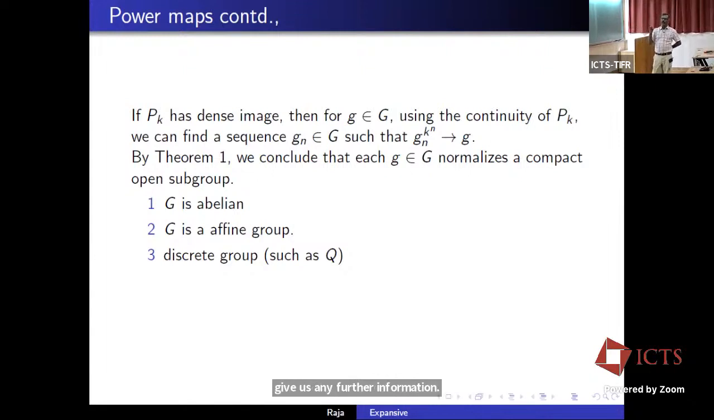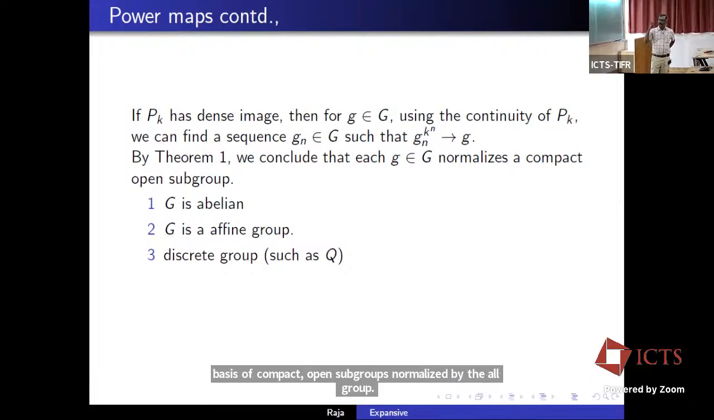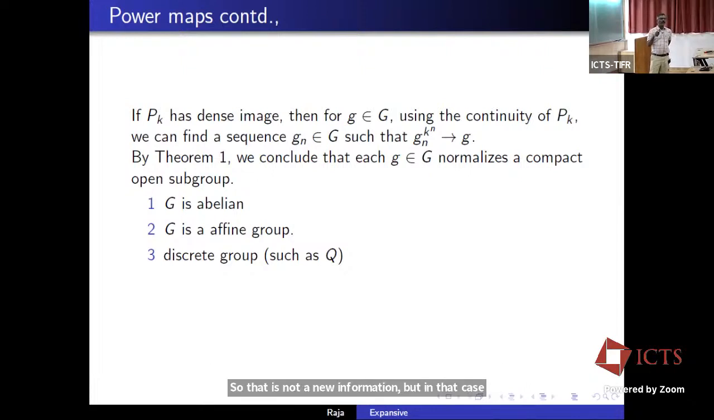When you have a power map with surjective or dense image, there is no new information from the previous theorem. There is one more case which I am not mentioning because in that case we know the answer, that is the compact groups. In that case also, the conclusion that normalizing a compact open subgroup is always true. In a compact group, you always have a basis of compact open normal subgroups. Compact totally disconnected locally compact groups have a basis of compact open subgroups normalized by the whole group. So that is not new information, but in the compact group case, we know an answer.